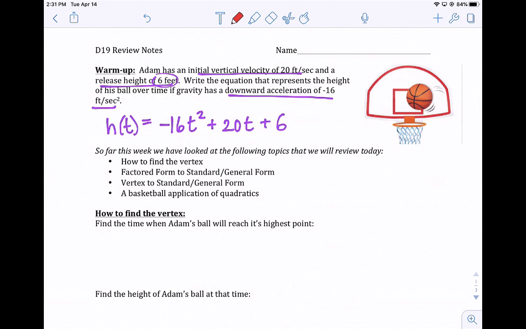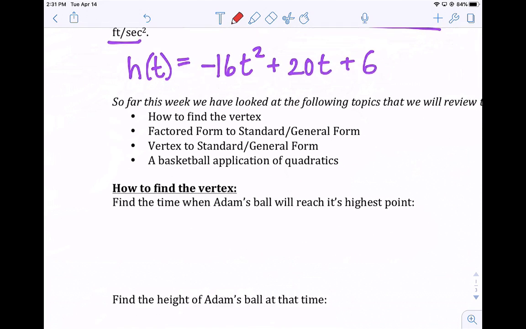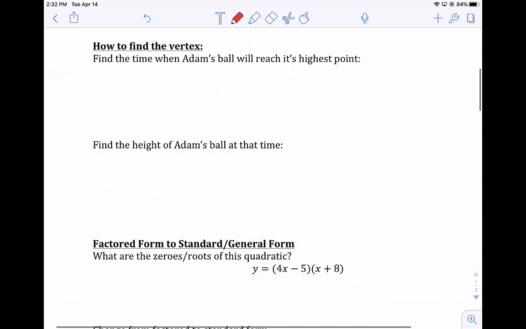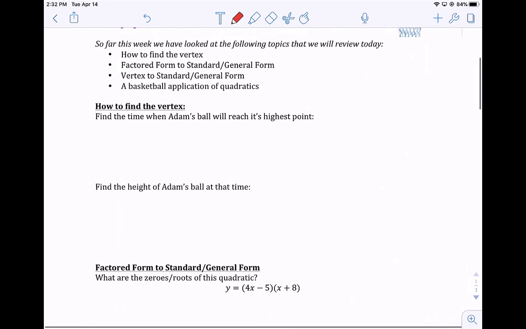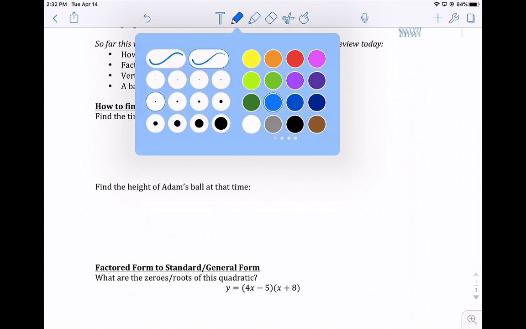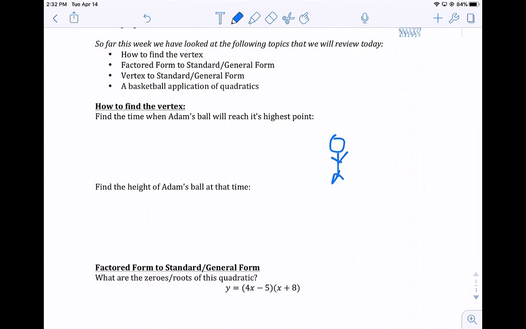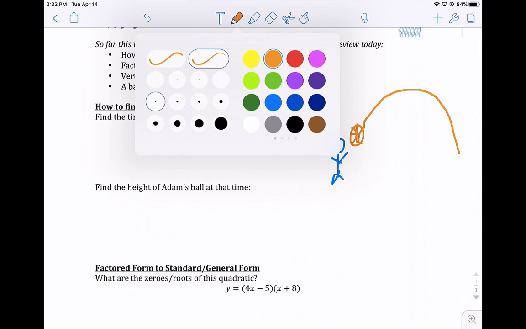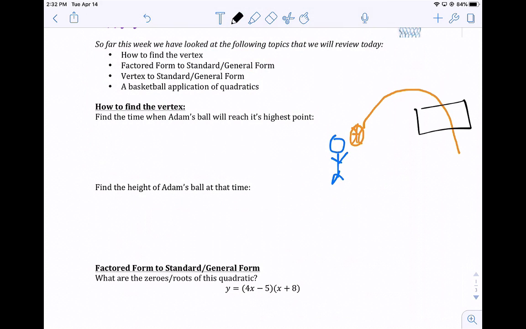All right, so let's take a look at the first thing. How do we find the vertex? It says find the time when Atom's ball will reach its maximum point. If you think about throwing the basketball, here's Atom. He has this release height of 6 feet, so let's say that's right here. And we know that the ball is going to go up and then down. Hopefully it's going to hit the basketball hoop. So if we draw that, here's the 6 feet right here.